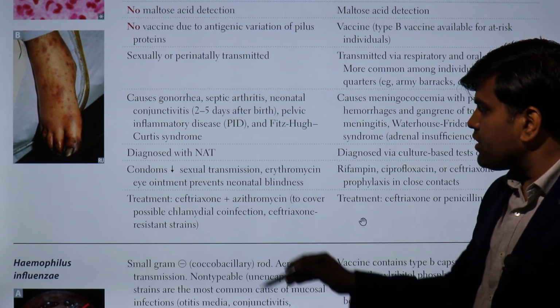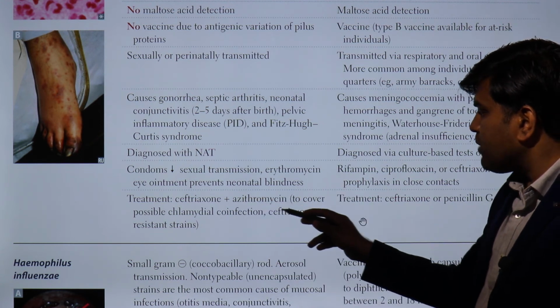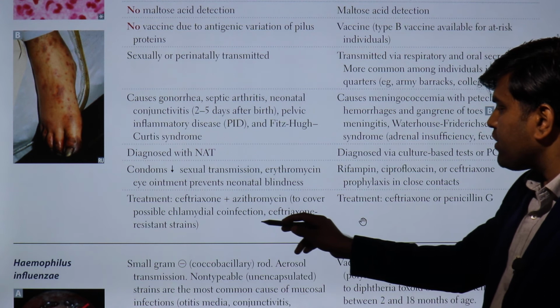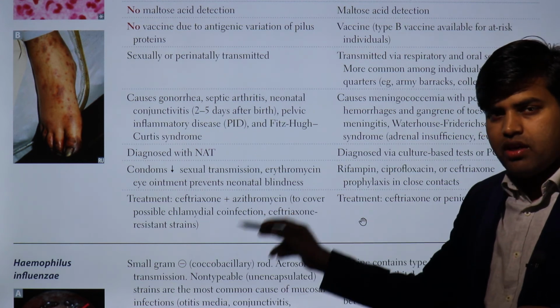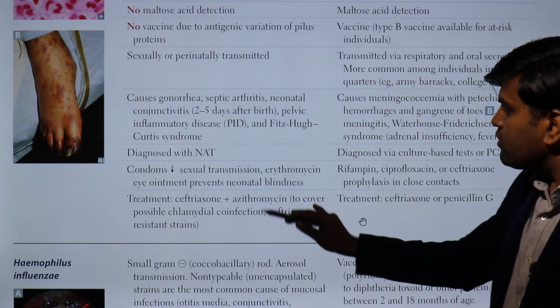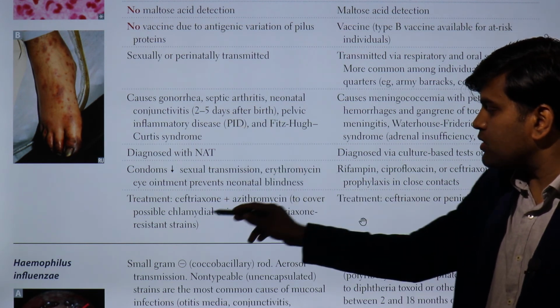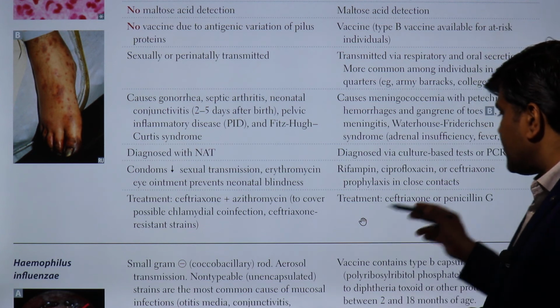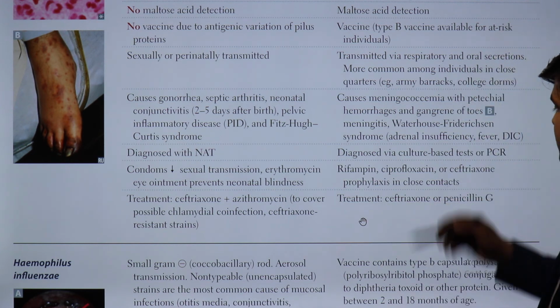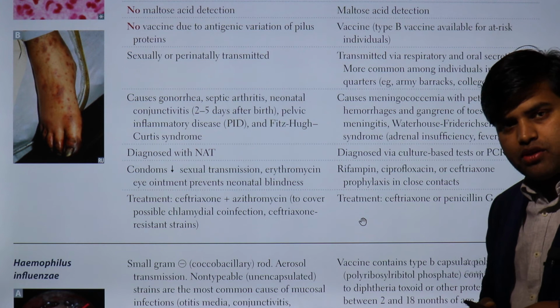Prophylaxis, we can give rifampicin, ciprofloxacin, or ceftriaxone. When you have to treat, then in treatment, ceftriaxone plus azithromycin to cover the possible chlamydial co-infection and ceftriaxone-resistant strains. So gonorrhea can be treated with ceftriaxone plus azithromycin for chlamydial infection. Ceftriaxone for gonorrhea and azithromycin for chlamydia. Whereas meningococci will usually get cured with ceftriaxone or penicillin.